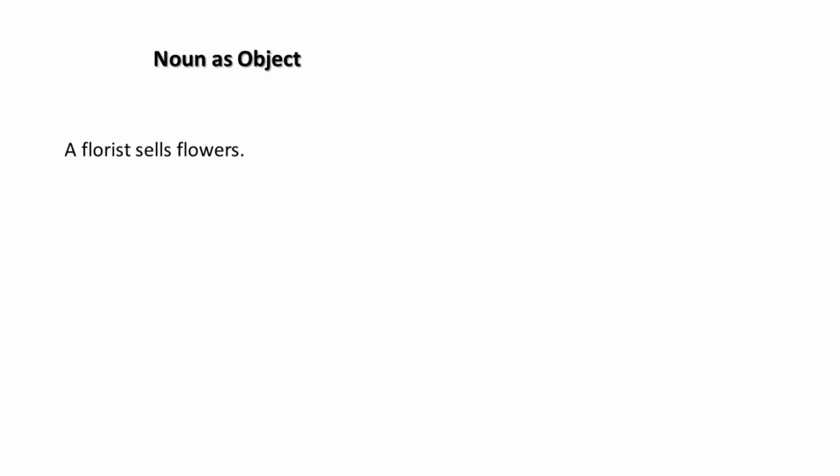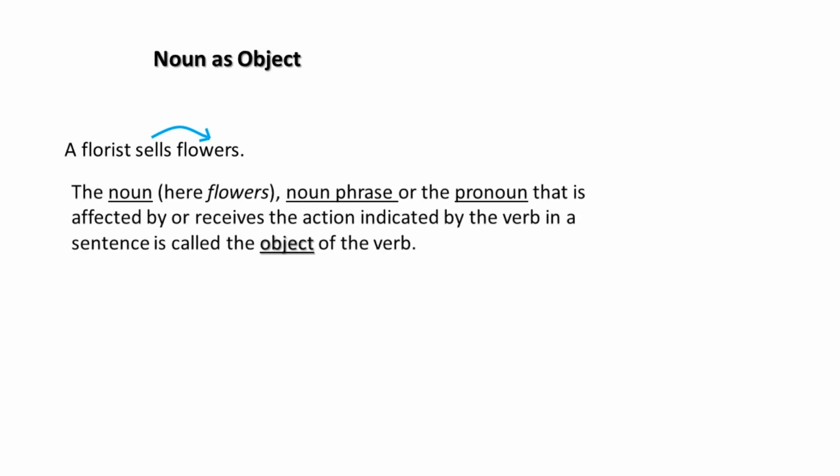Here in this sentence, the action indicated by the verb sells is received by the noun flowers. Thus, we understand that the noun, noun phrase, or the pronoun that is affected by or receives the action indicated by the verb in a sentence is called the object of the verb. Once again, the noun, noun phrase, or the pronoun that is affected by or receives the action indicated by the verb in a sentence is called the object of the verb.